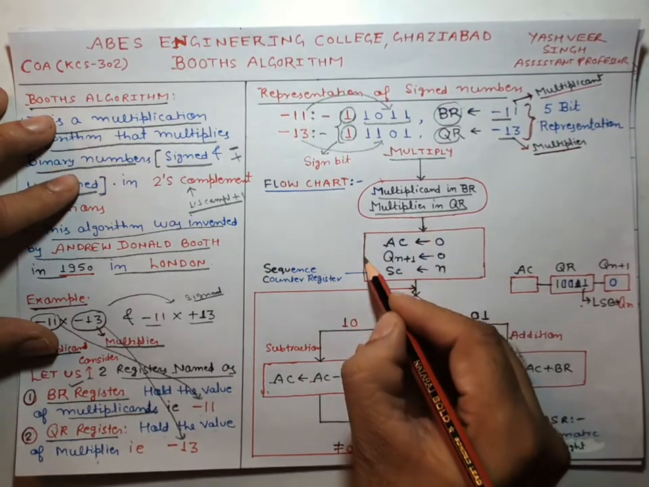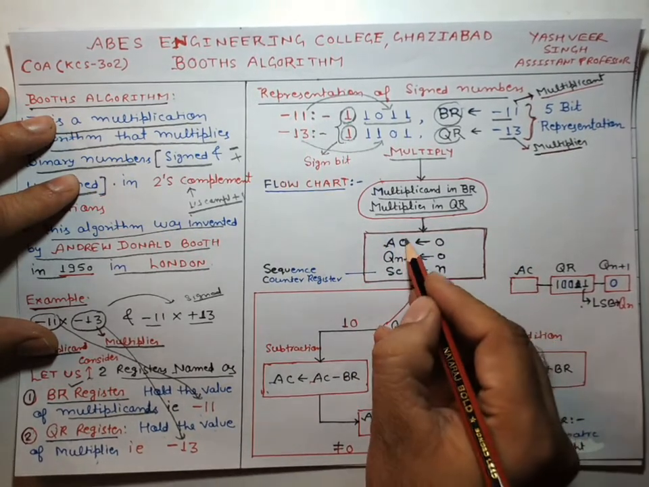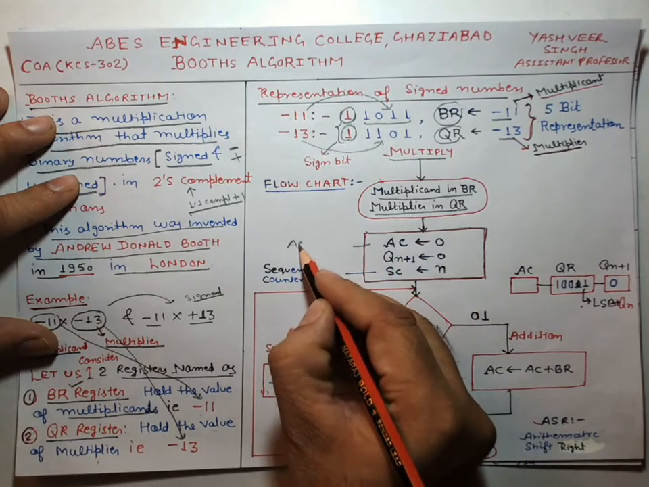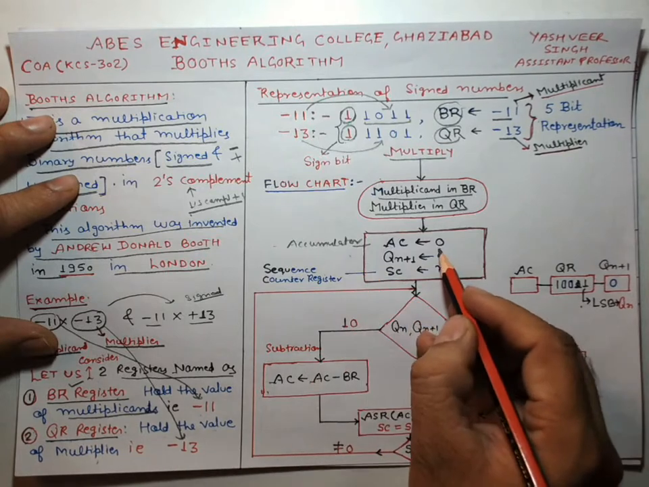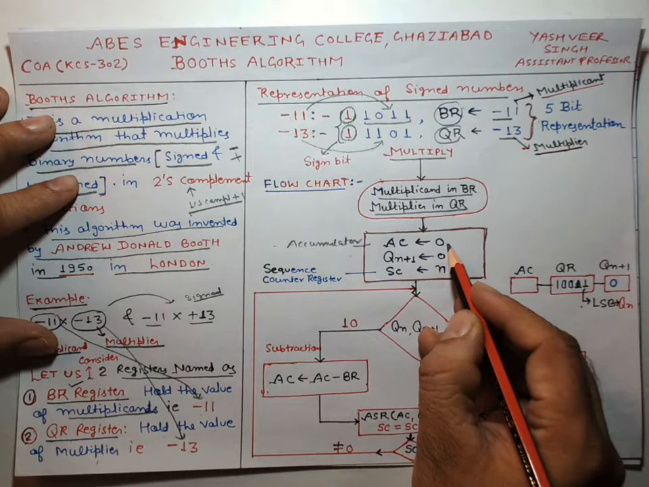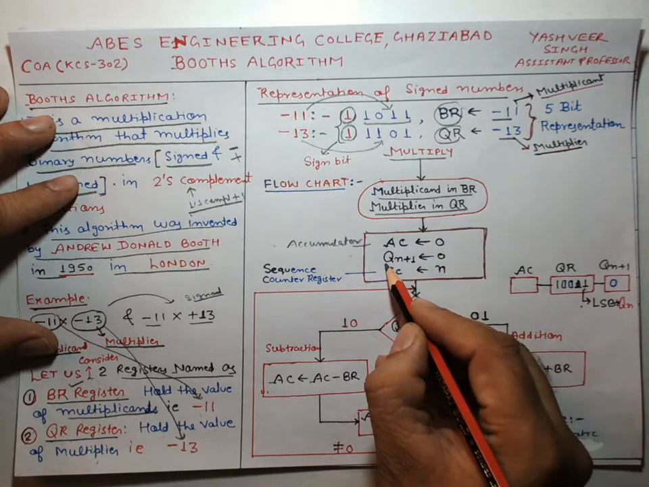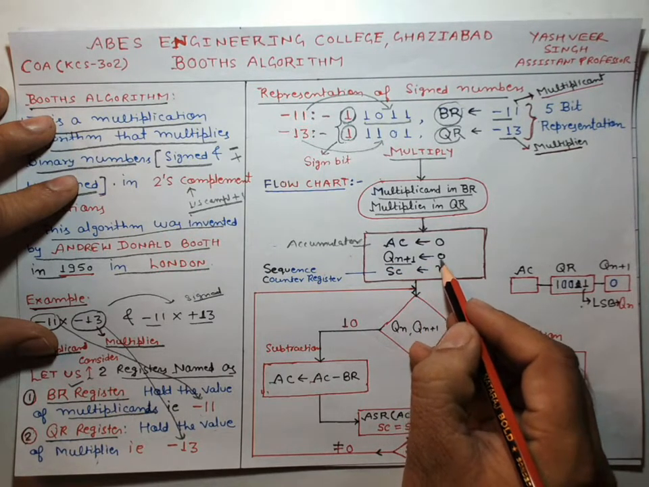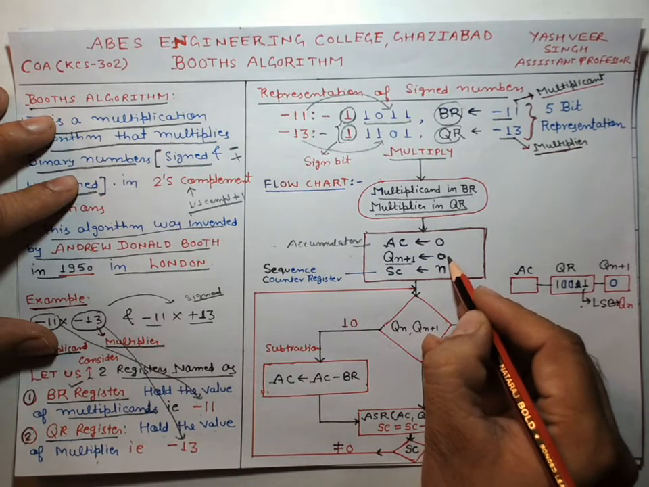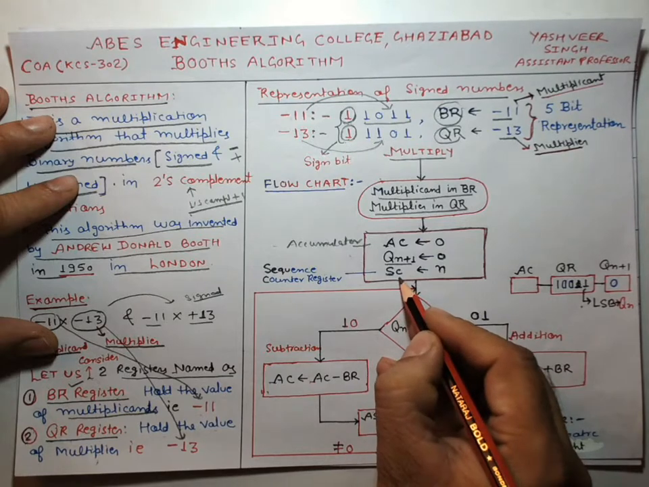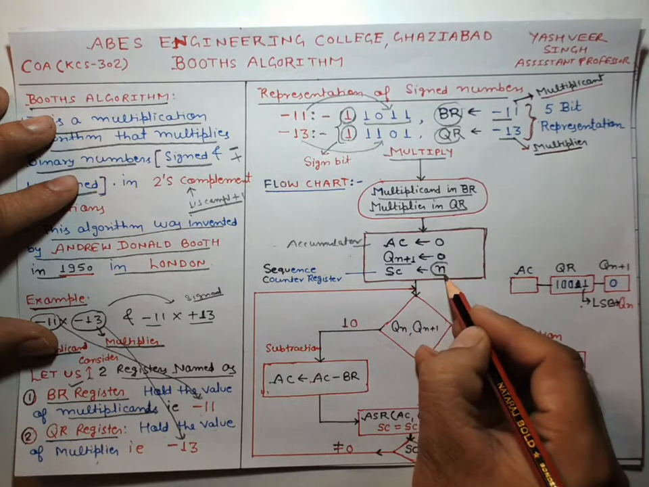After that, in these rectangular boxes, AC is the accumulator register, which is initialized to 0. This is Qn+1. It is a 1-bit register which holds a single value, and it is also initialized to 0. SC here is the sequence counter register. It is represented by N.